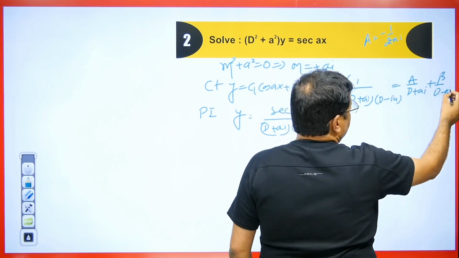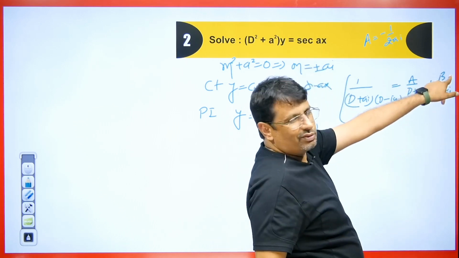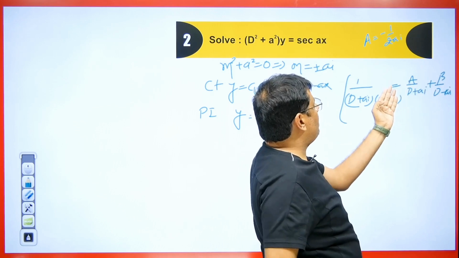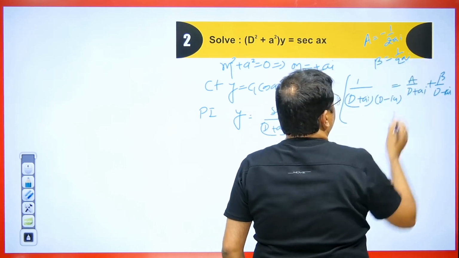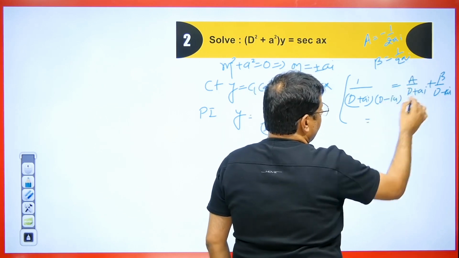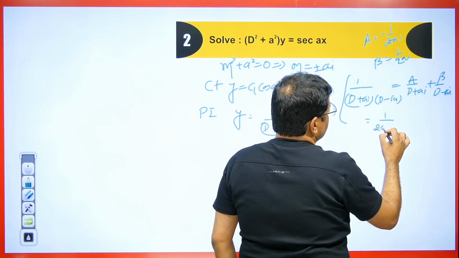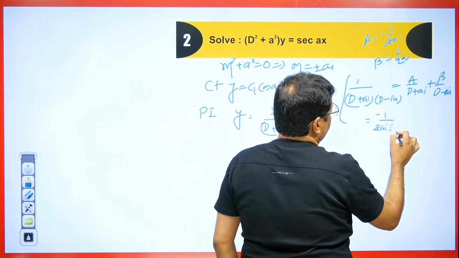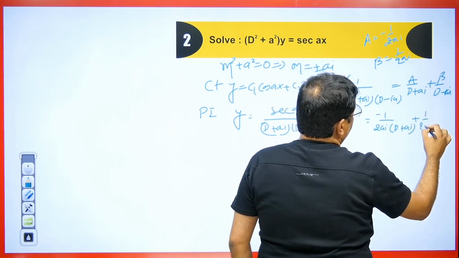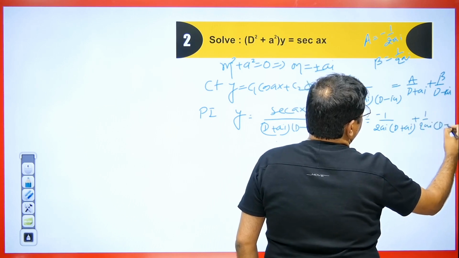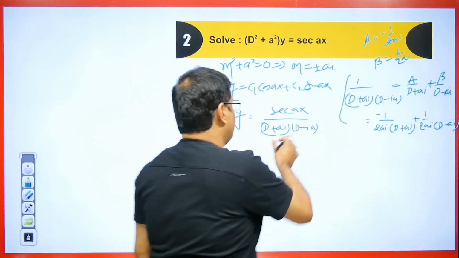Similarly, we need to find B. What should we substitute for d to make A 0? It's a iota. Hide this and replace it here, and the value of B will be 1 upon 2a iota. Then we will take this value and put it here. So we will get minus 1 upon 2a iota times 1 upon d plus a iota, and 1 upon 2a iota times 1 upon d minus a iota.